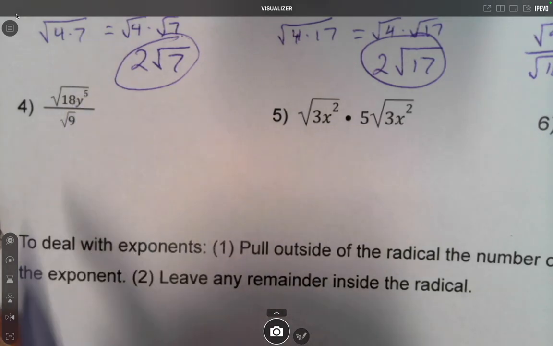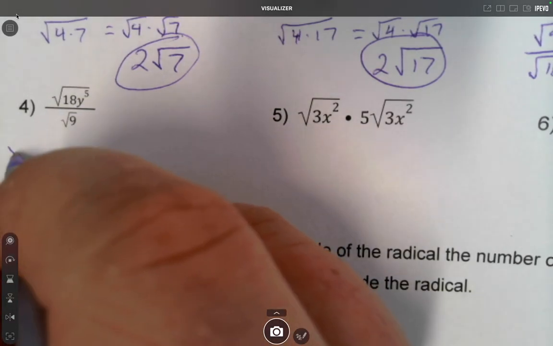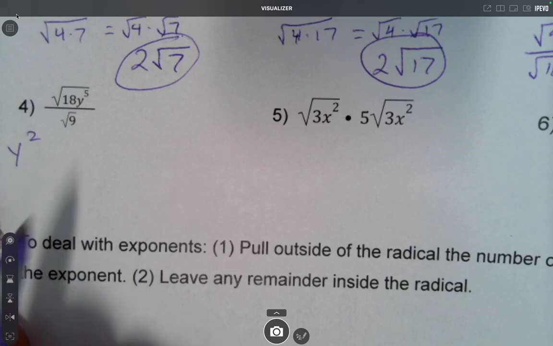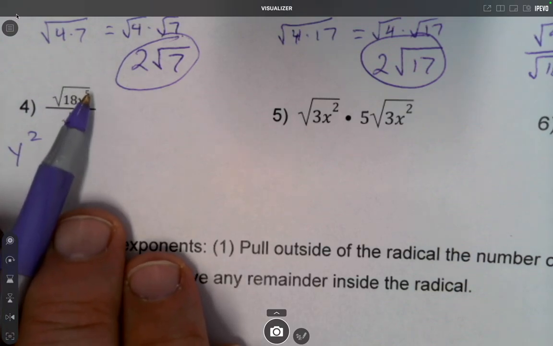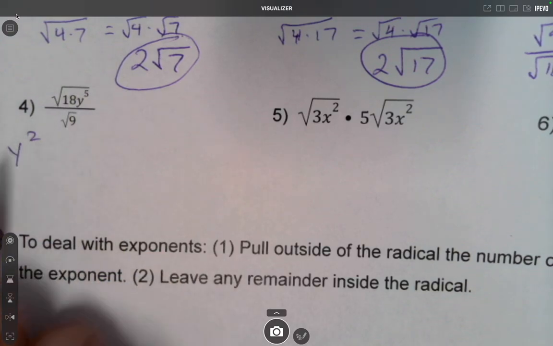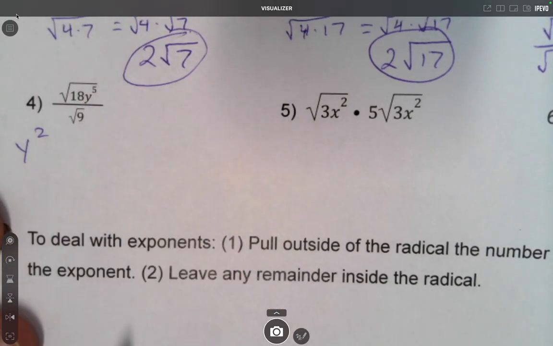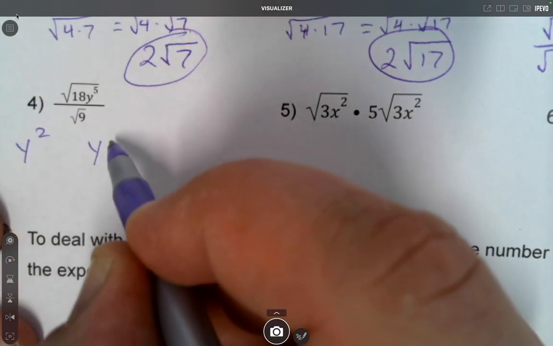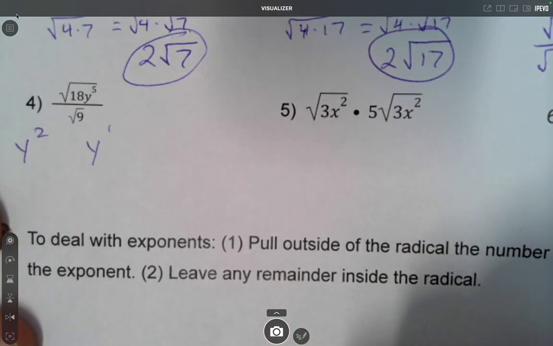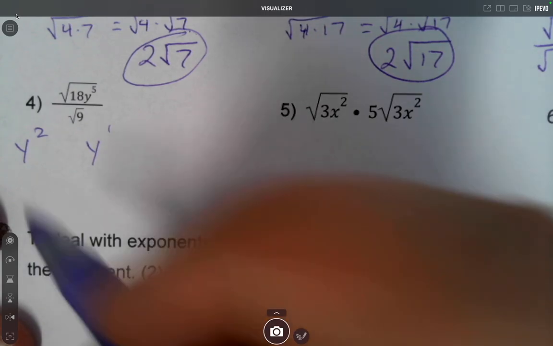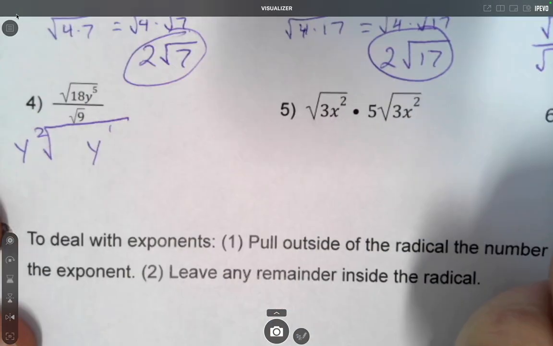Two goes into 5 2 times. So I know a y squared can come outside, because since 2 goes into 5 2 times, y squared can come outside. But that leaves a remainder of 1, and you leave the remainder inside the radical. So y to the first is left on the inside. Now, you don't have to write the to the first power, but you can if you want to.